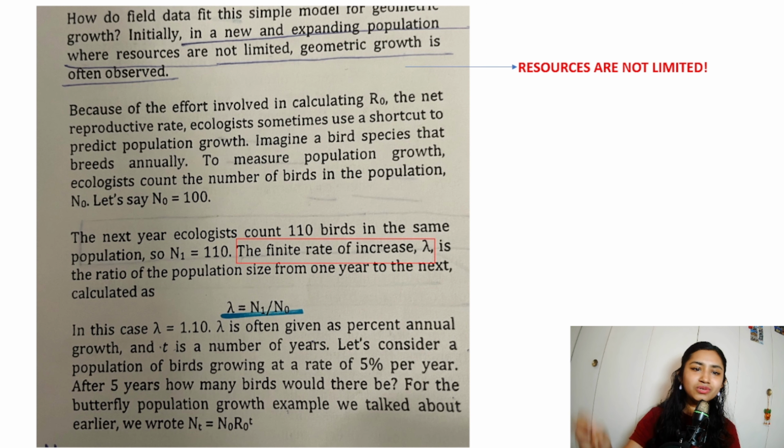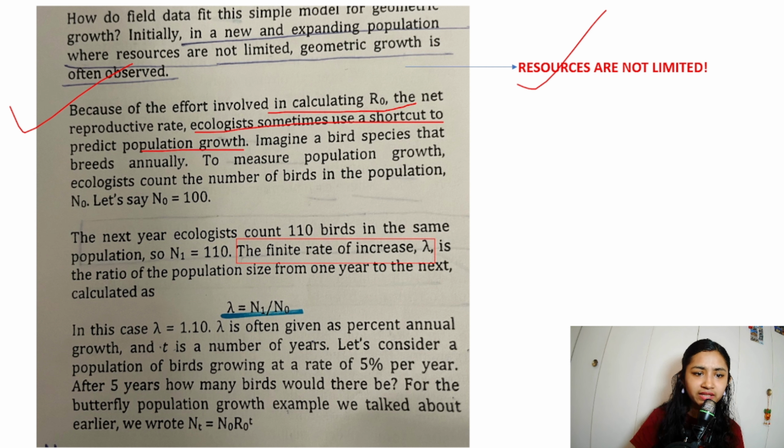Now, how do field data fit this model of growth? Initially, in a new and expanding population where resources are not limited, geometric growth is often observed. I told you that resources should not be limited; resources should be abundant in order for geometric growth to happen. Now listen to this very carefully. Because of the effort involved in calculating R0, the net reproductive rate, ecologists sometimes use a shortcut to predict population growth. So what is it?